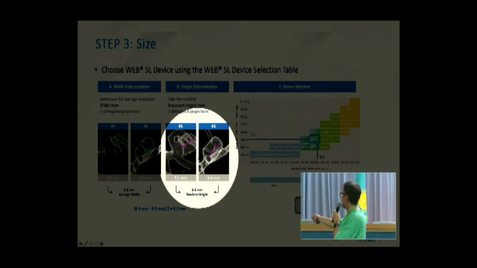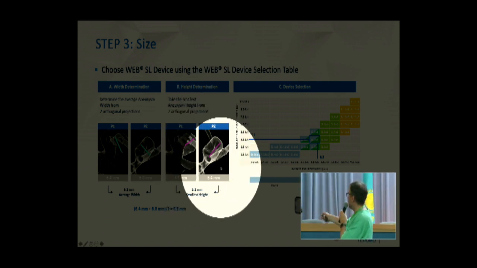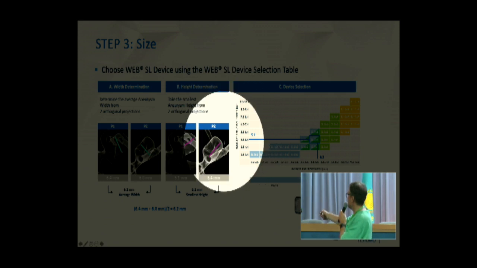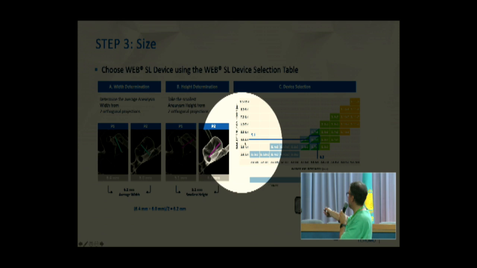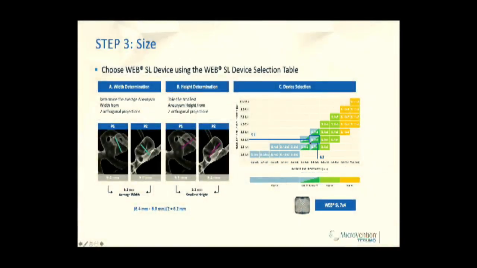And for the height, you have to take the smaller of the two heights. This is also mentioned here, smallest aneurysm height. The smallest height here is 5.1. So you go here and you see it's a web 7 by 4. Very simple with the device selection chart. Forget everything you heard before, and if anybody tries to tell you something else, that's the way to do it.